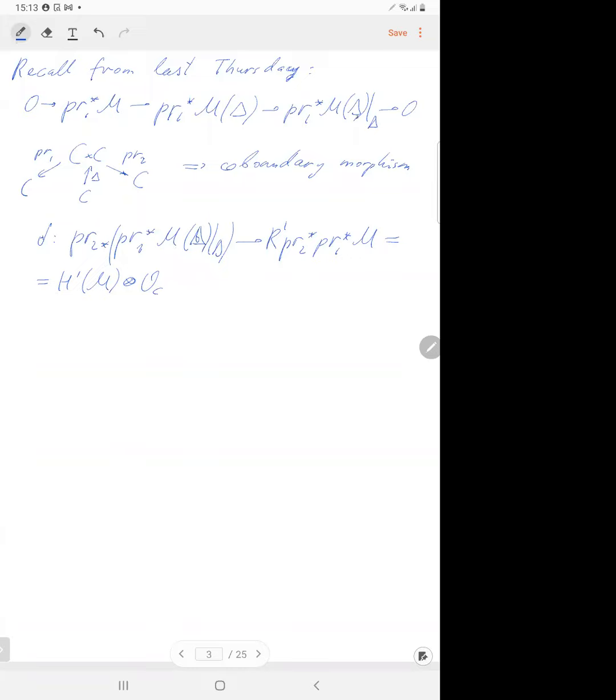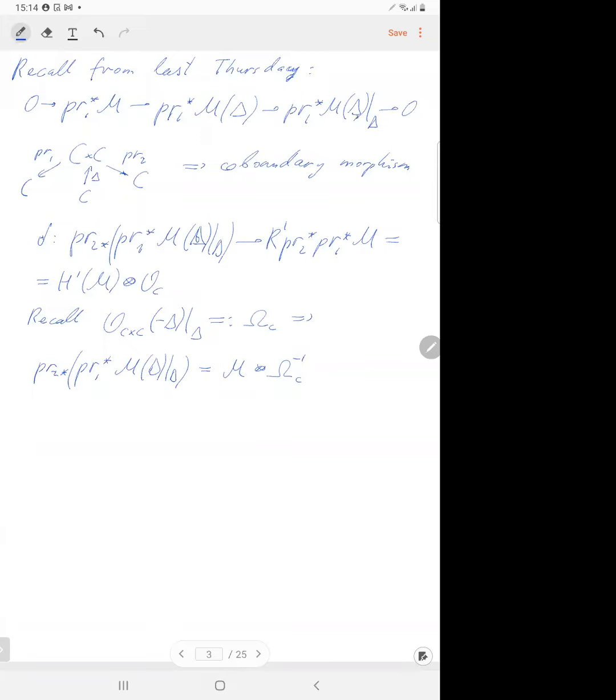So for the left-hand side, we know that the structure sheaf of the square twisted by negative diagonal, restricted to the diagonal, by definition, is the sheaf of differentials, and hence the push-pull is just M tensor the dual. Okay.